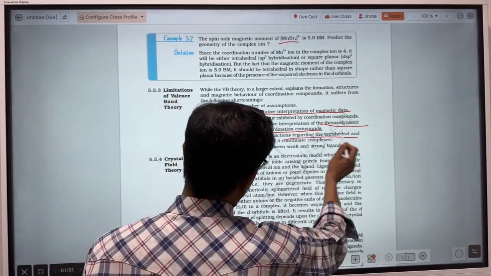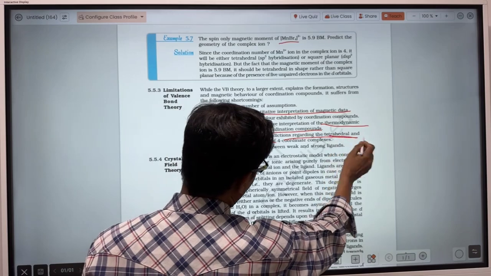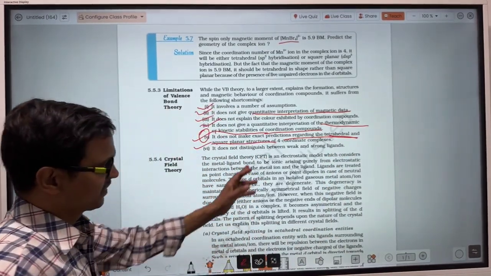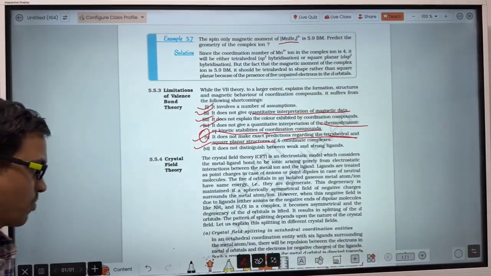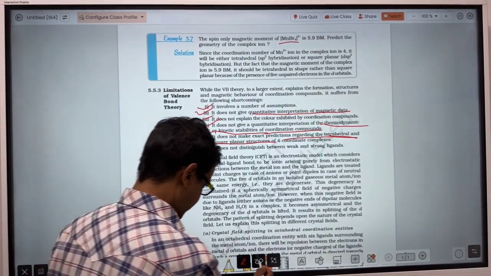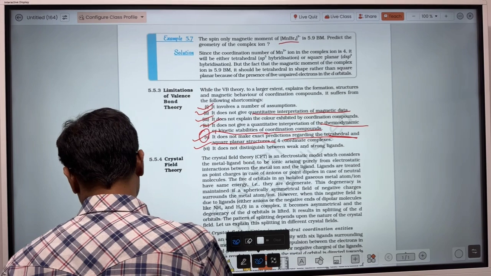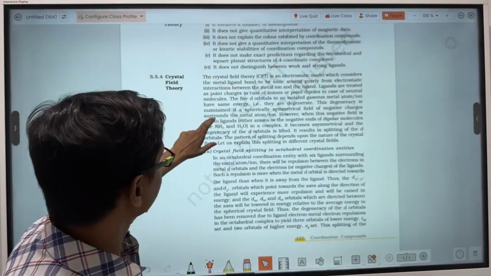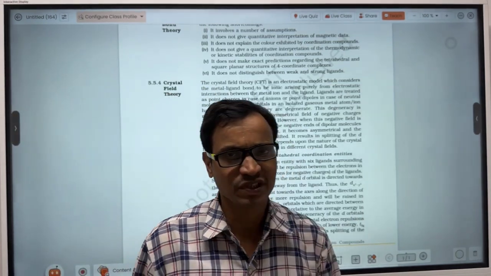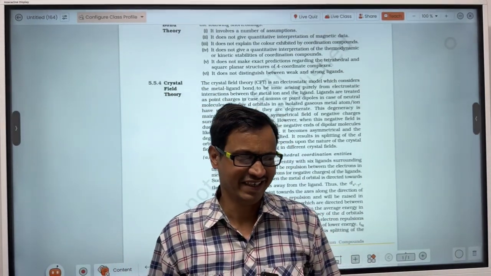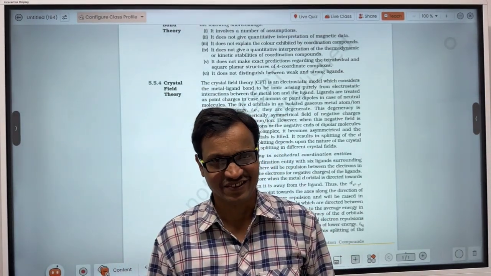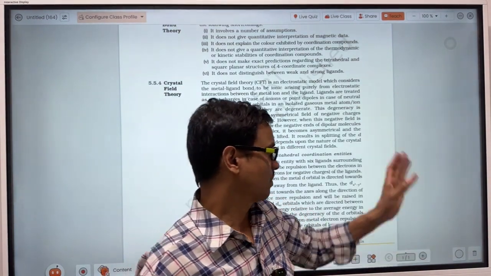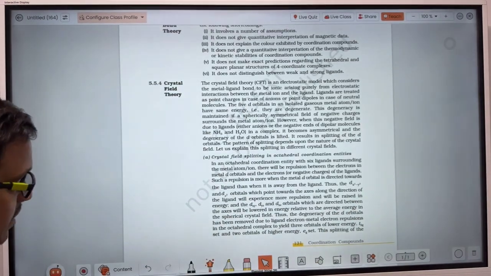So that means it does not explain the square planar structure or tetrahedral structure. It does not distinguish between weak field ligand and strong field ligand. That is the limitation of valence bond theory. Some of the weaknesses of valence bond theory have been recovered by the crystal field theory, also called crystal field splitting theory. Now let's see crystal field theory.